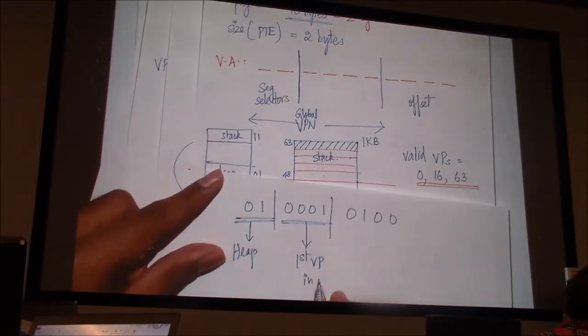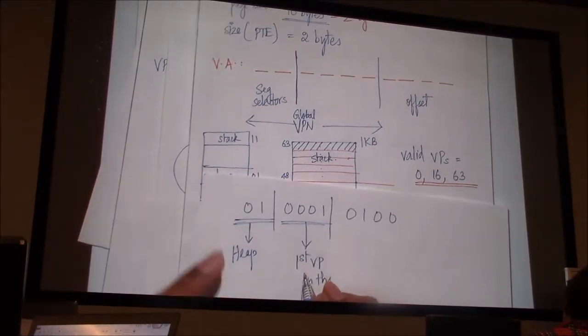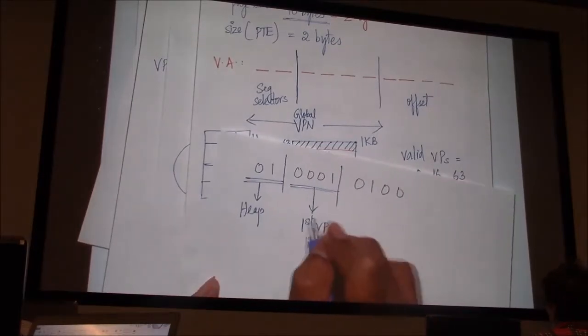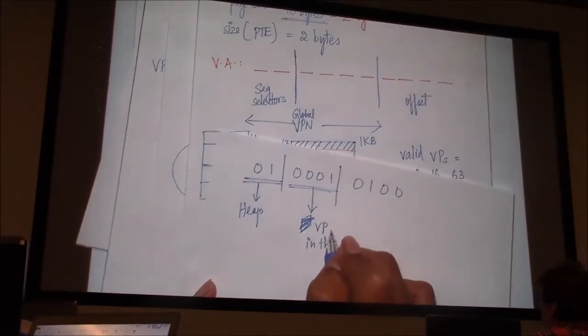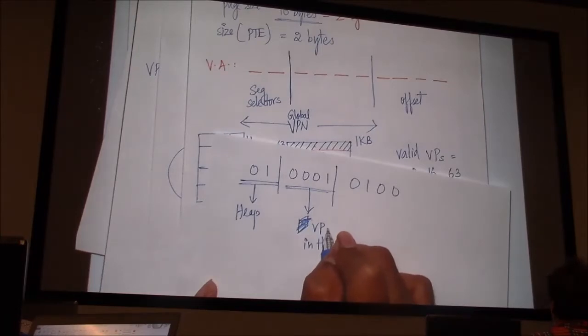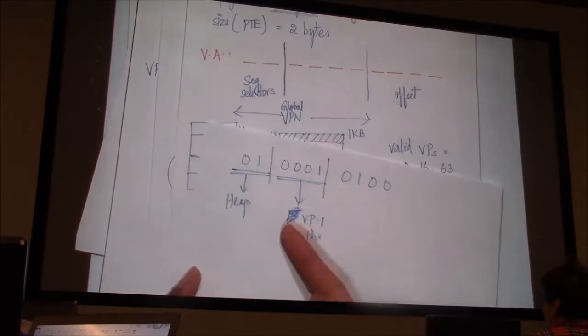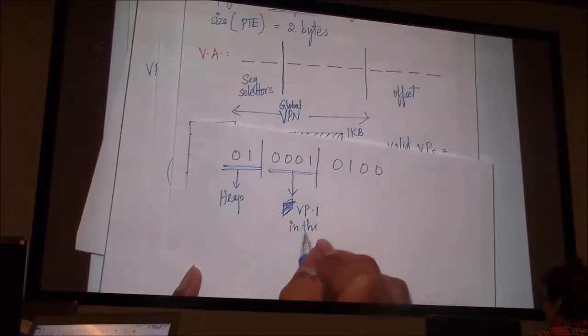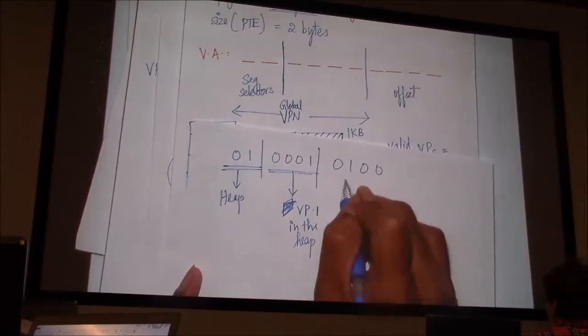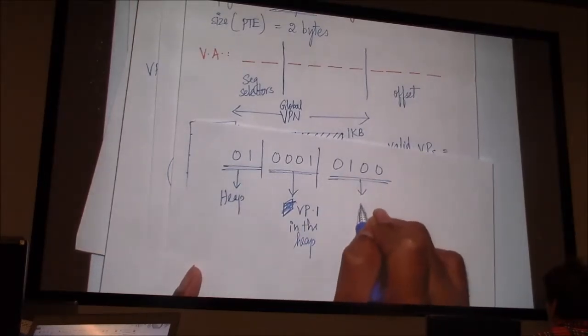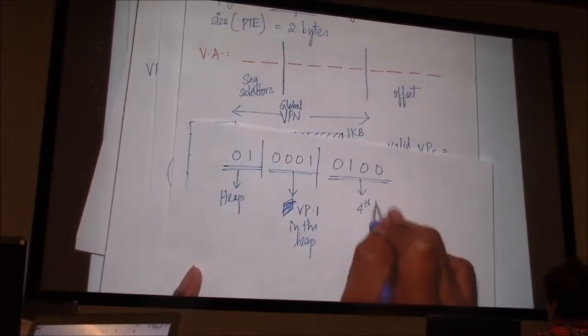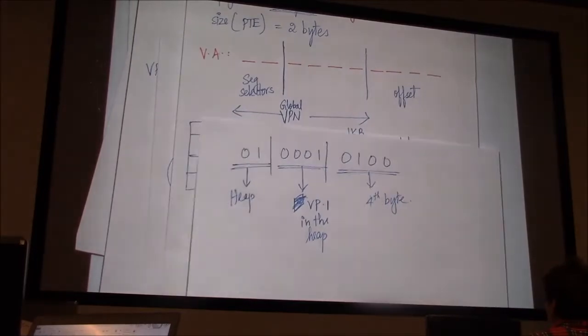Then this gives you the heap segment, and this just says the first virtual page. Again, by first here I mean we also have the 0th virtual page. To be more clear, this is virtual page 1, because we have virtual page 0 also in the code segment. This is virtual page 1 in the heap, and within that we are trying to access the 4th byte, because that is the offset.